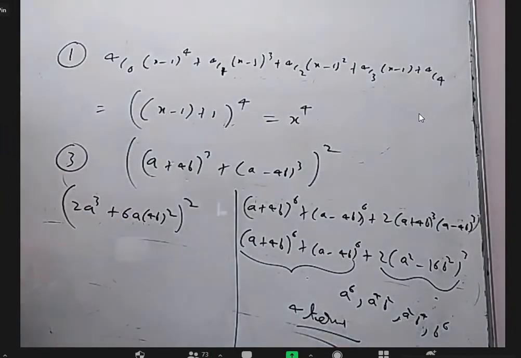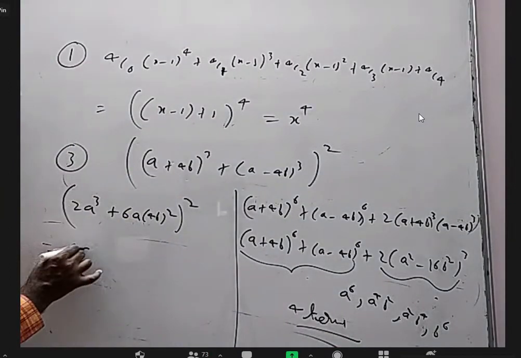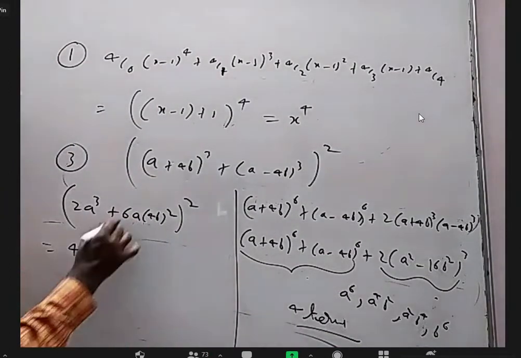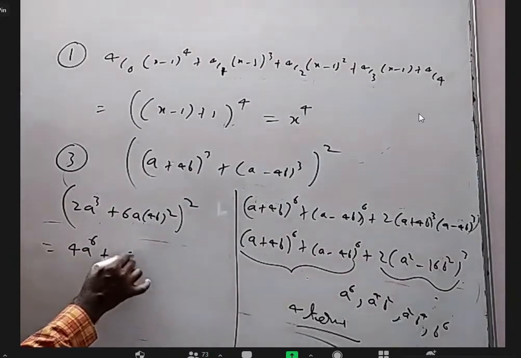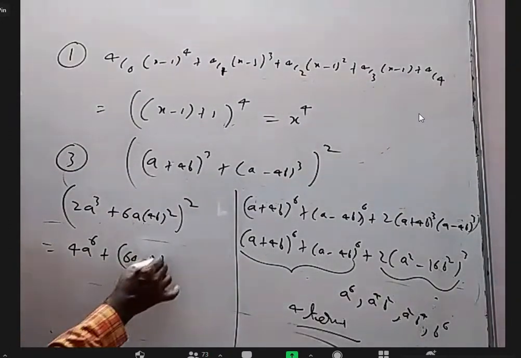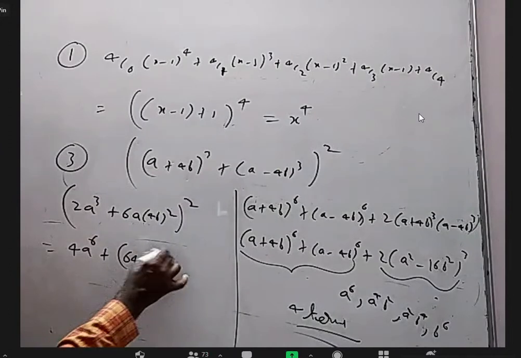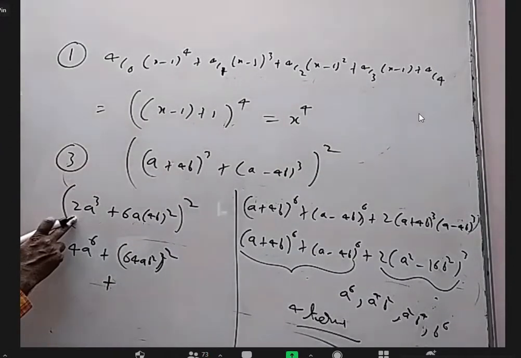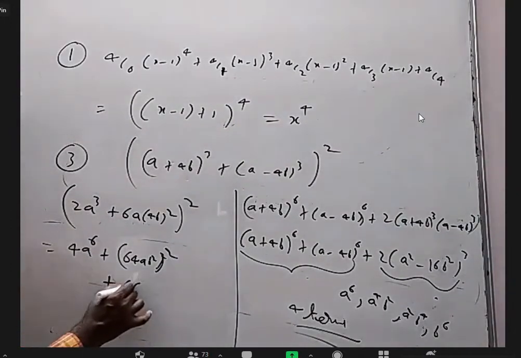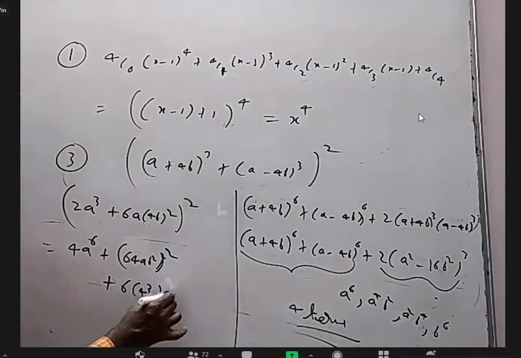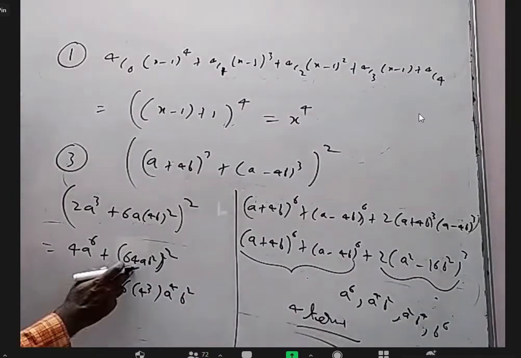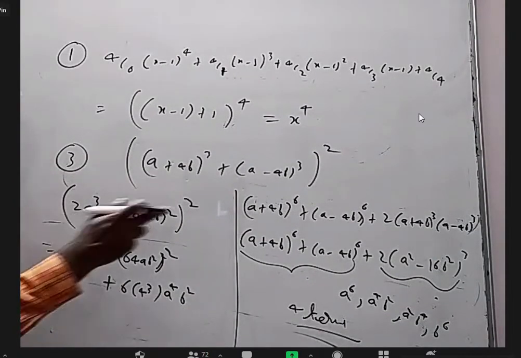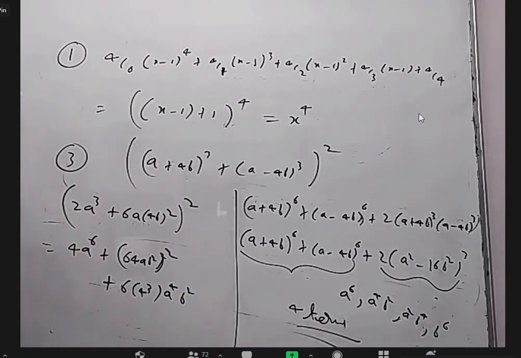So I think this method is better. You will get 4 A power 6 plus 64 (AB square) whole square plus 6 into 4 cube into A power 4 B square. A square B power 4, A power 4 B square, A power 6, but the B power 6 term got cancelled. We have to notice that. So I prefer this over the other.